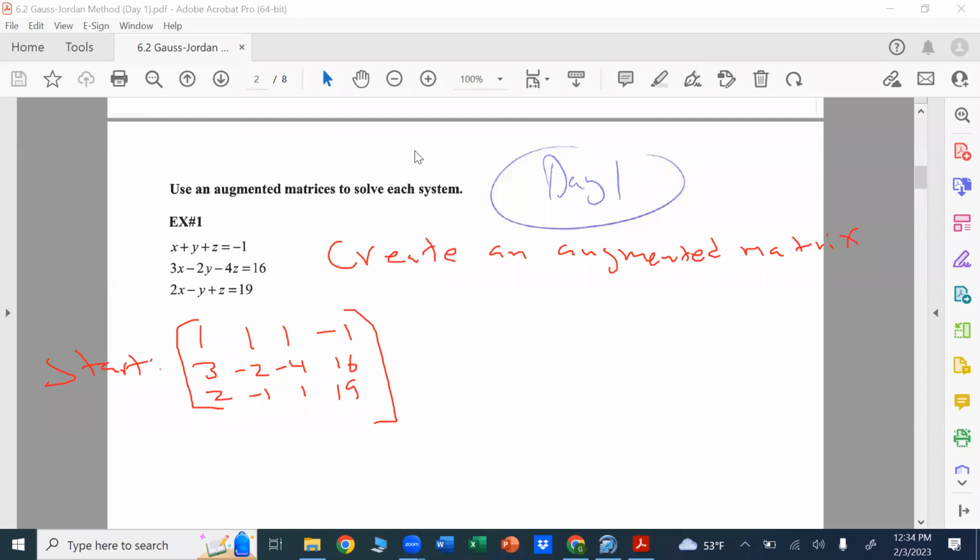Let me think here. I'm going to do R3 plus R1. And by the way, this is R1, this is R2, and this is R3. If I add R3 to R1, so I add this row, what's going to happen? You have 3, what happens here? 2, and then 18, right? Yep. So you get 1, 0, 2, 18.